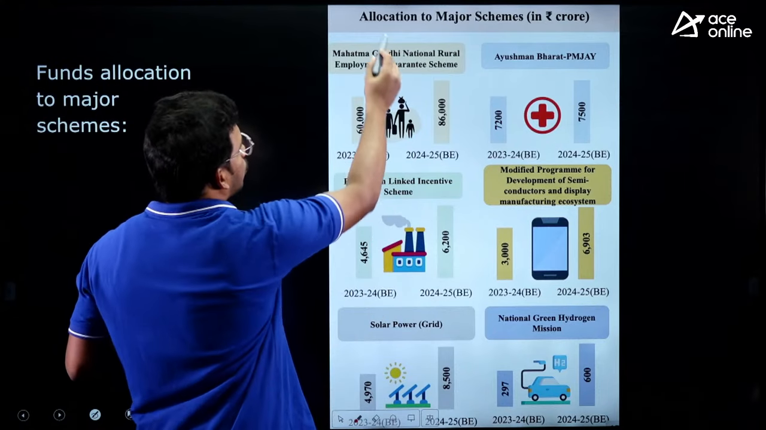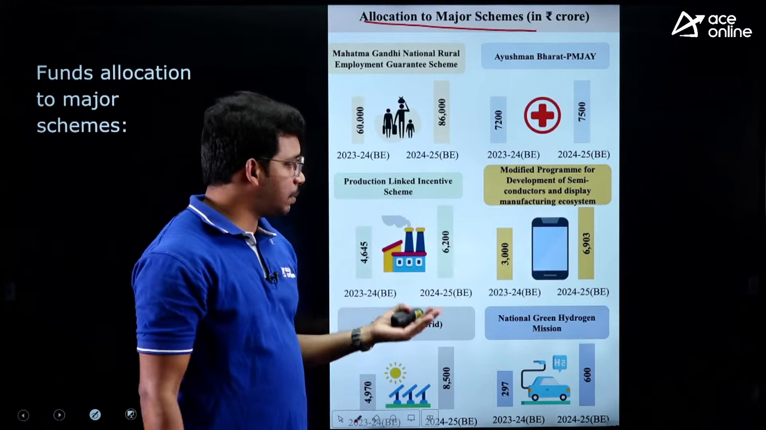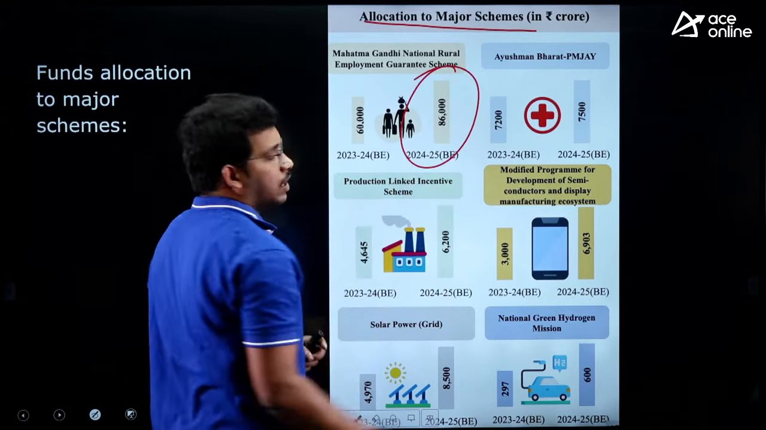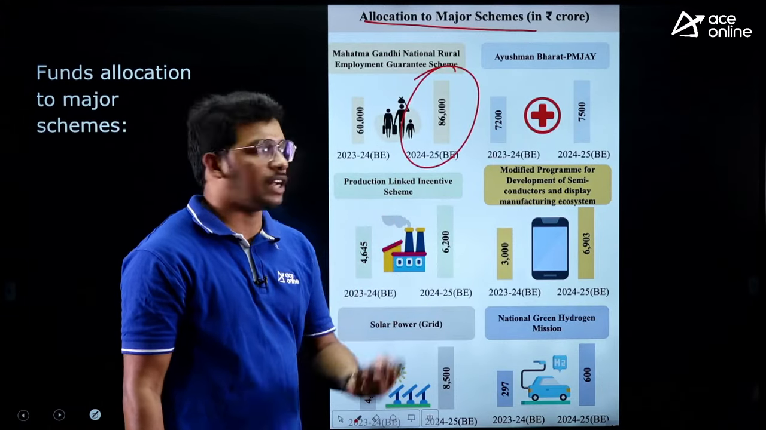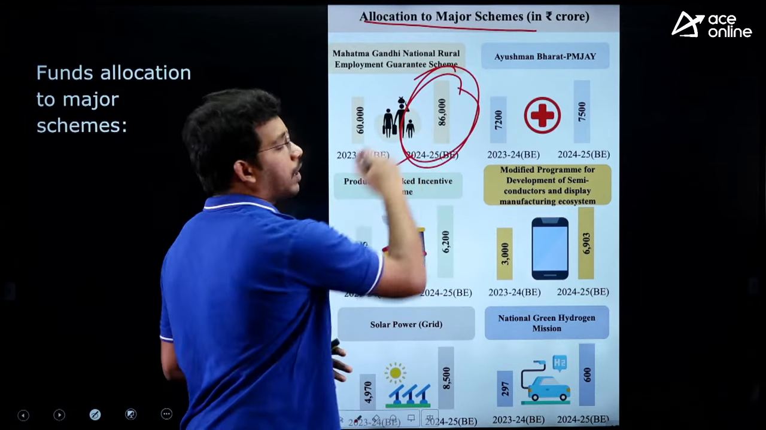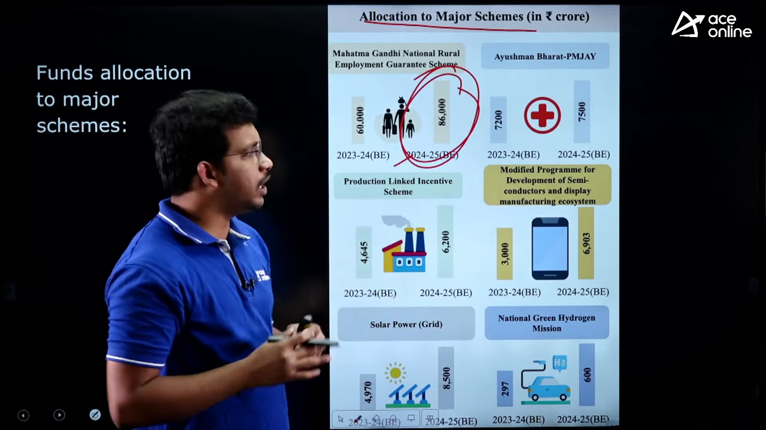Then allocation to major schemes. For certain schemes, government has highlighted that we have given a certain amount. So this may be asked in the second level of exams, like Group 2 or the Class 3, Class 4 exams. They may ask, right? How much of the funds were allocated to this particular ministry? In civil service and higher level exams, these blind facts are usually not asked.